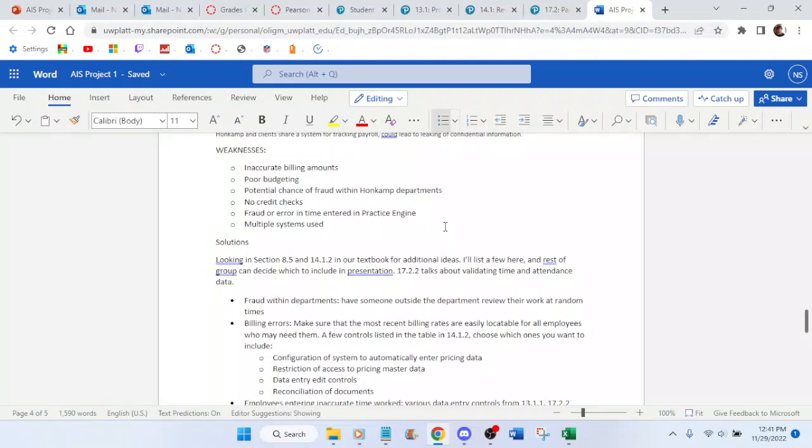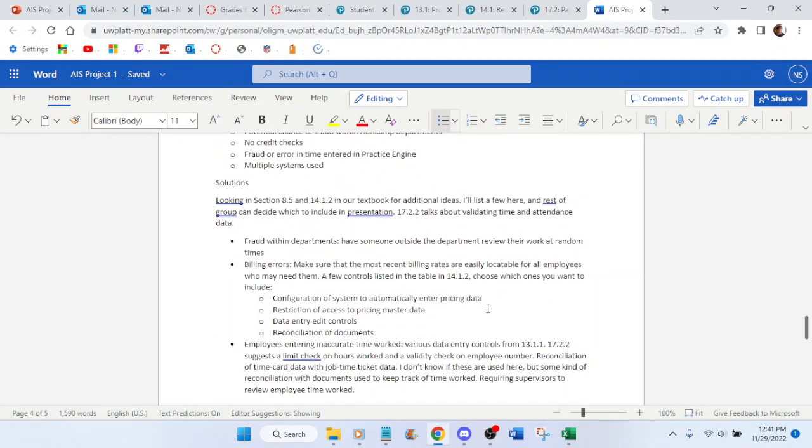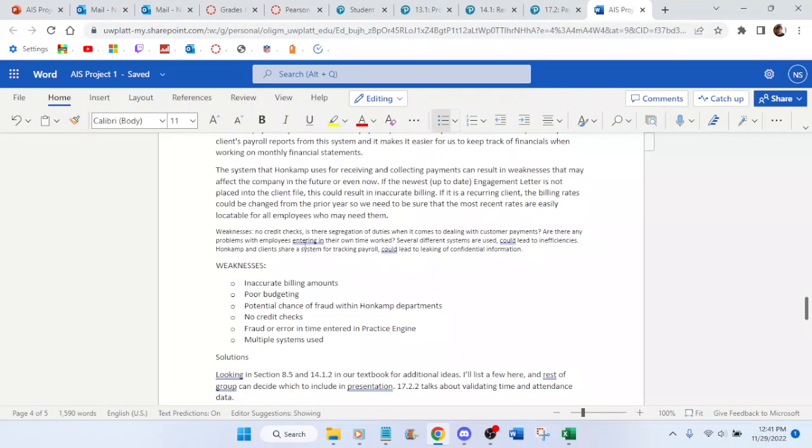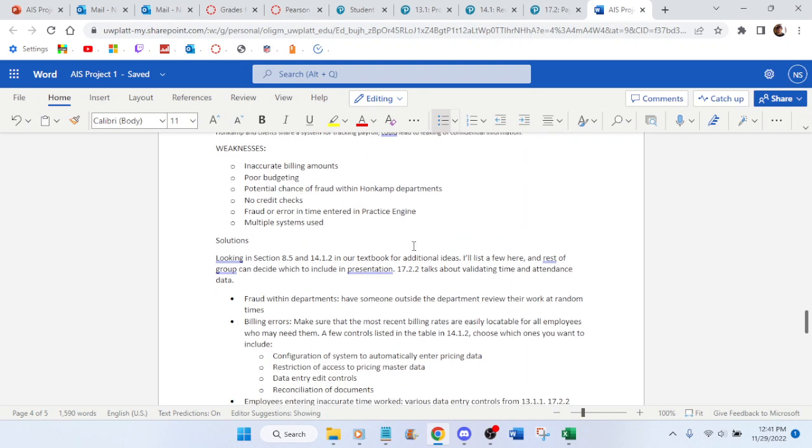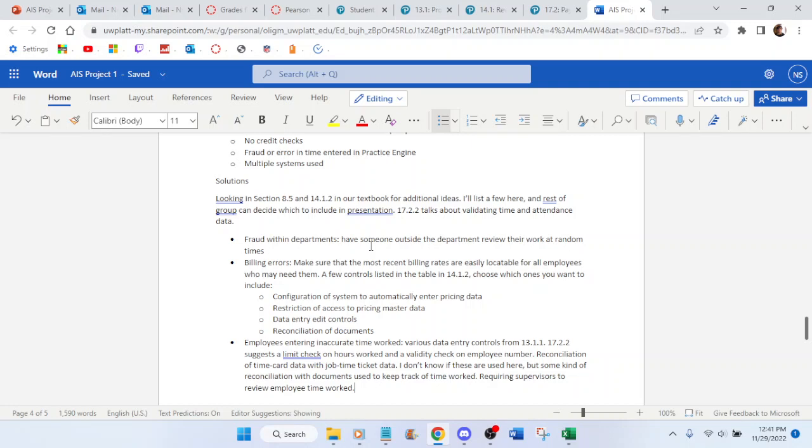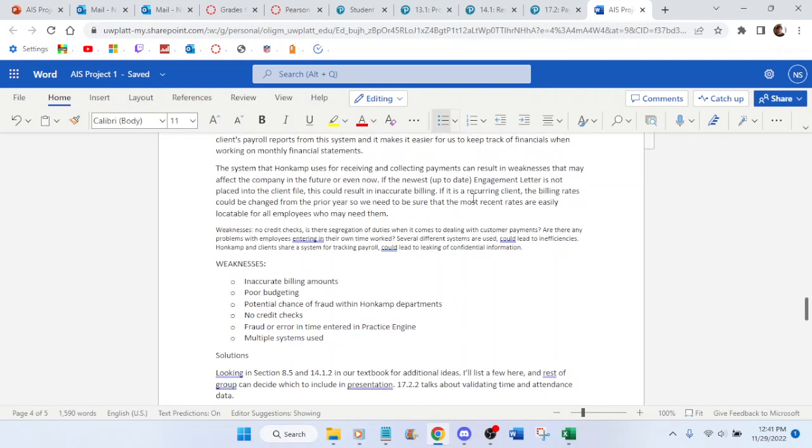Multiple systems, billing errors. Make sure that the most recent billing rates are easily locatable for our employees. I listed some stuff from there. And what else? What's the problem they listed for inaccurate billing amounts? Basically, we need an up-to-date engagement letter placed into the client file. So I don't know how to make sure that the most up-to-date engagement letter is placed into the file.